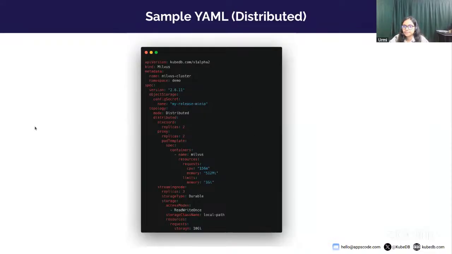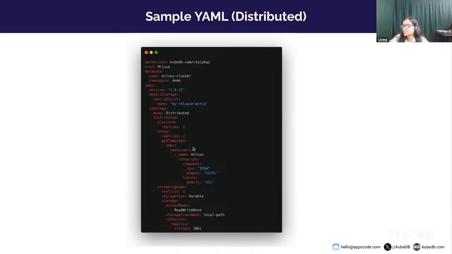So here the mode is distributed, which mainly enables distributed Milvus. Each Milvus internal service runs as its own workload, and for Milvus we have 5 components: mix coordinator, proxy, streaming node, and the other two are data node and query node. By default all components have one replica, but users can customize it as they want. For mix coordinator and proxy we have set 2 replicas, and for streaming node we have set 3.